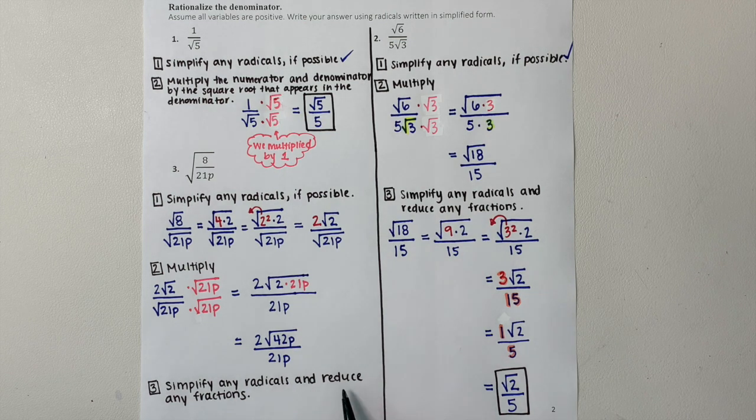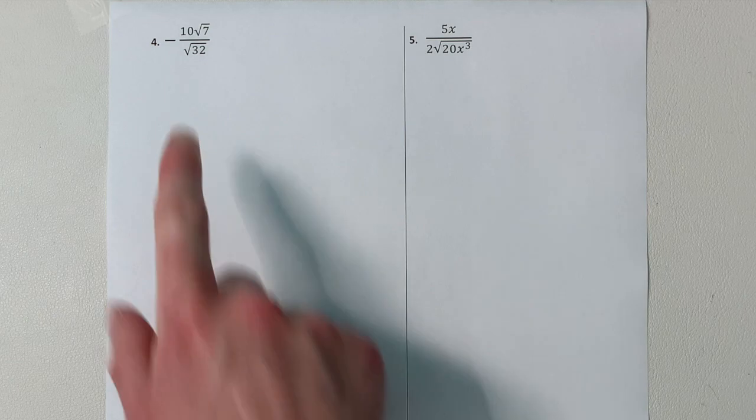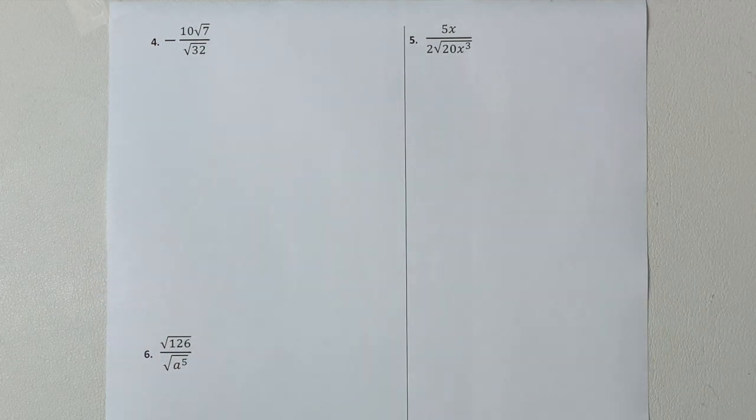We also want to check to see if we can reduce any fractions. Can 2 over 21 be reduced? No, it can't. So that means that this is our final, fully simplified answer. Notice we've rationalized the denominator because there is no square root in the denominator. Let's take a look at a few more examples of rationalizing the denominator.